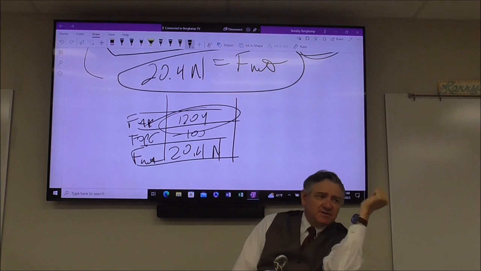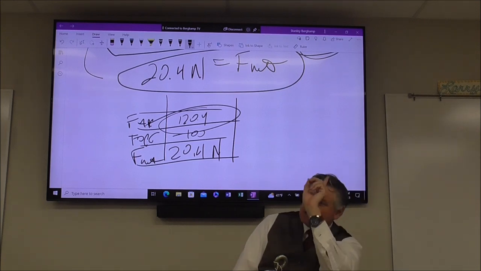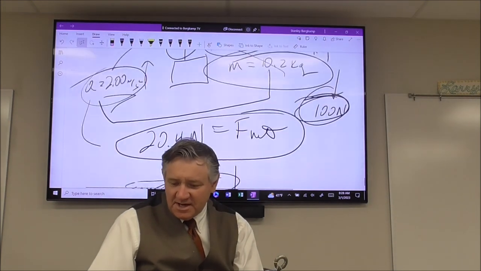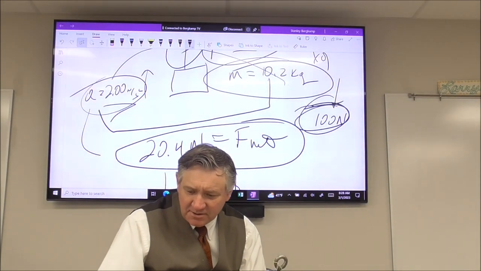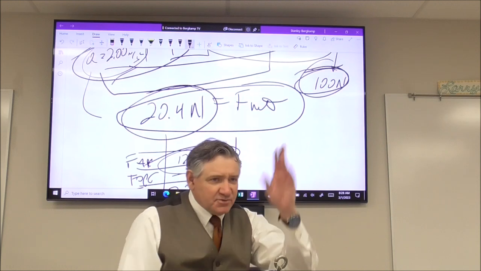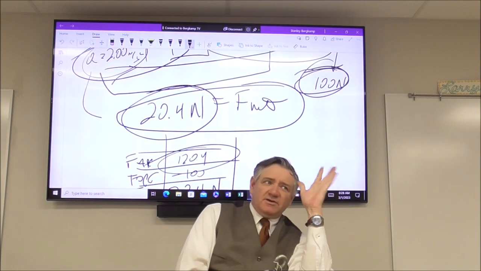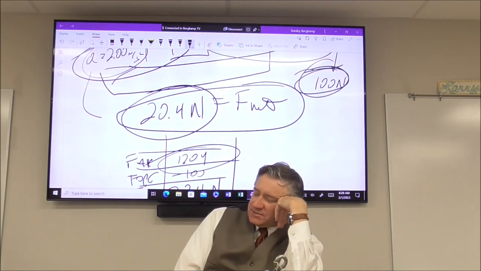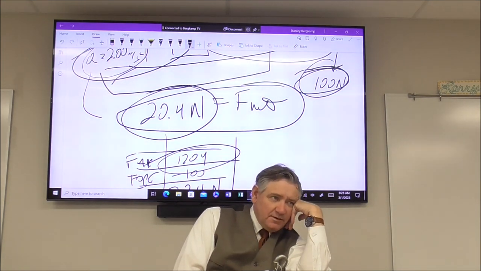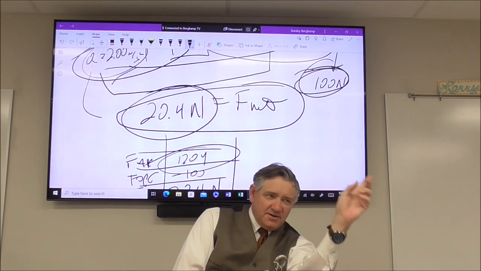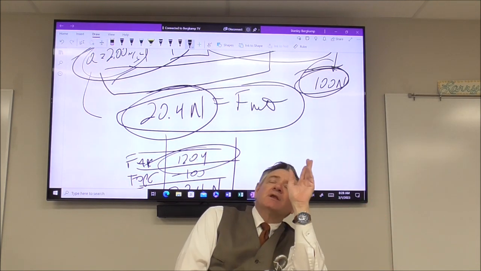Here's what you're going to do wrong. I swear to you, this is what you're going to do wrong. You're going to take the 10.2 kilograms, multiply that by that acceleration, get 20.4 newtons, and go, there's my answer. All you did was find the net force. You didn't find the applied force. That's what you're going to do wrong.